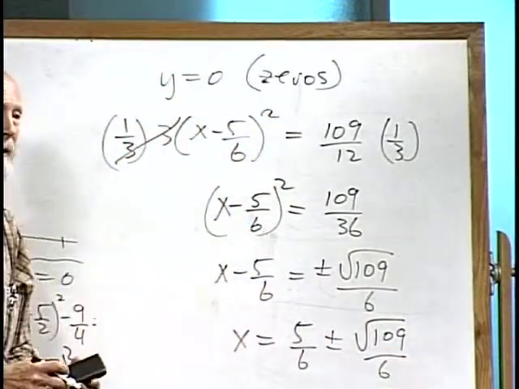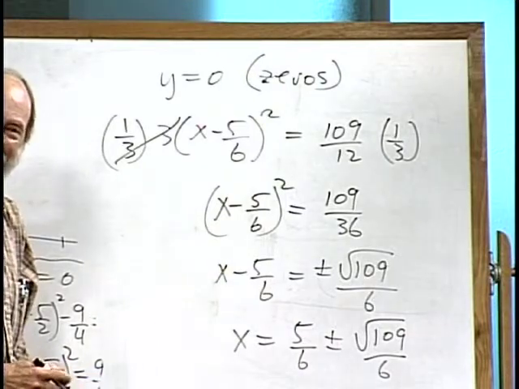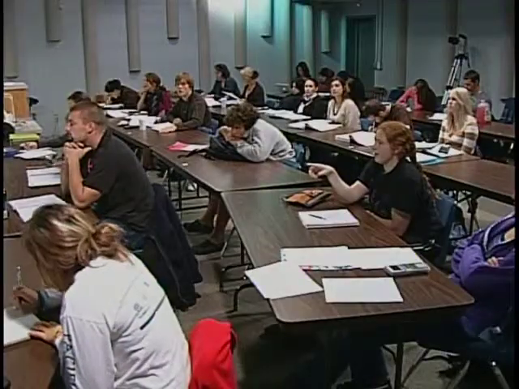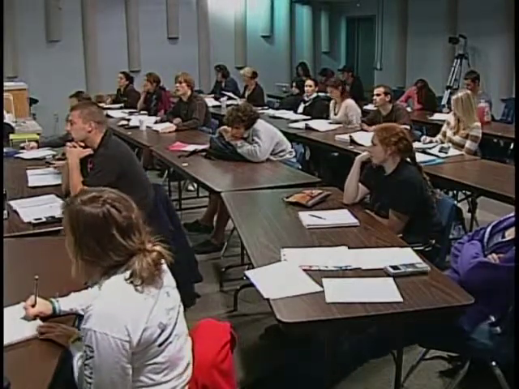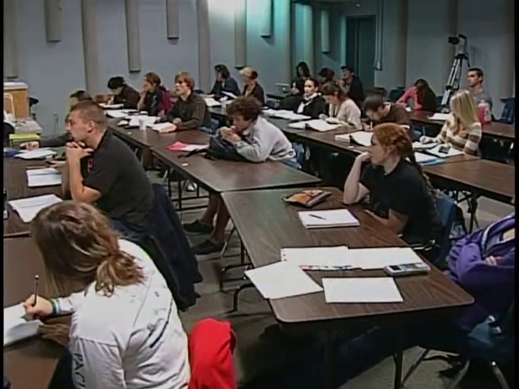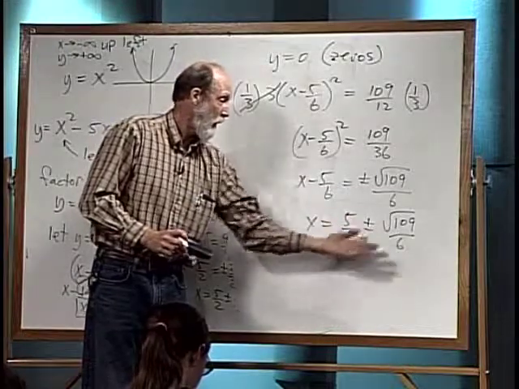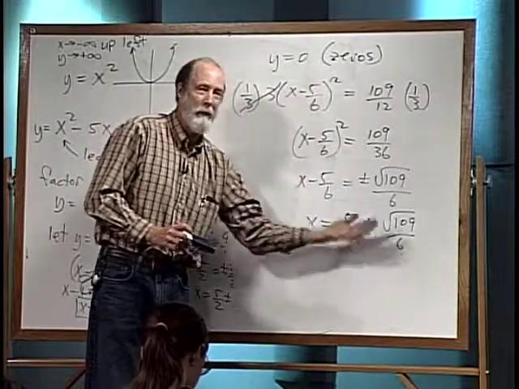Yes? So do you want us to kind of simplify that and make it 5 plus or minus the square root of 109 all over 6? That's the way you oftentimes have written it in the past. And what I wanted to do is I deliberately wrote it this way for a reason.